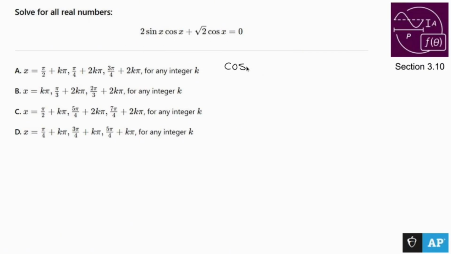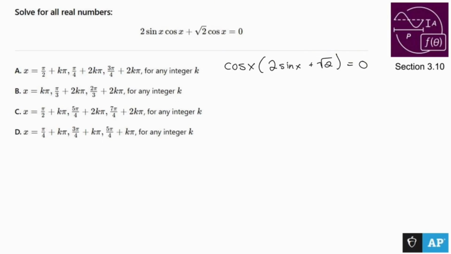So when we do that, we're left with cosine x. When we rip a cosine x from 2 sine x cos x, that leaves us with 2 sine x. And then when we rip a cos x from that, that leaves us with root 2. Set it equal to 0, bada bing.